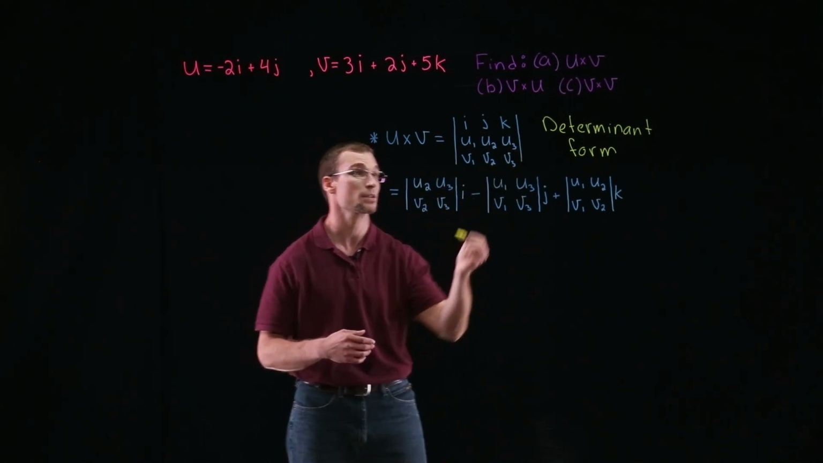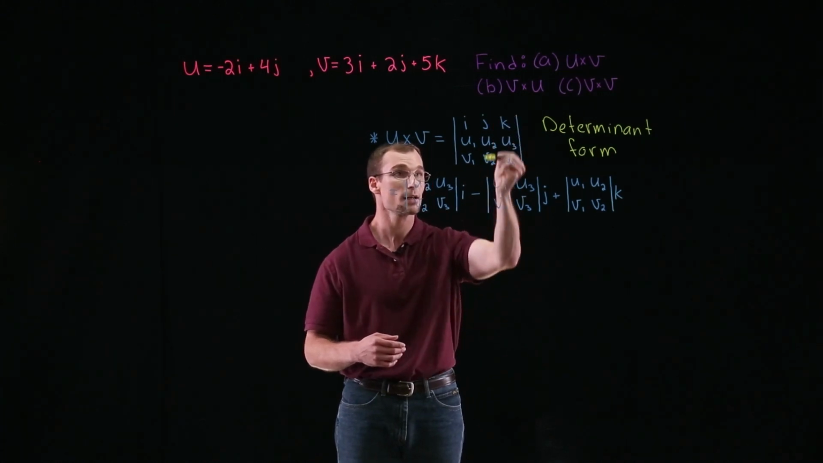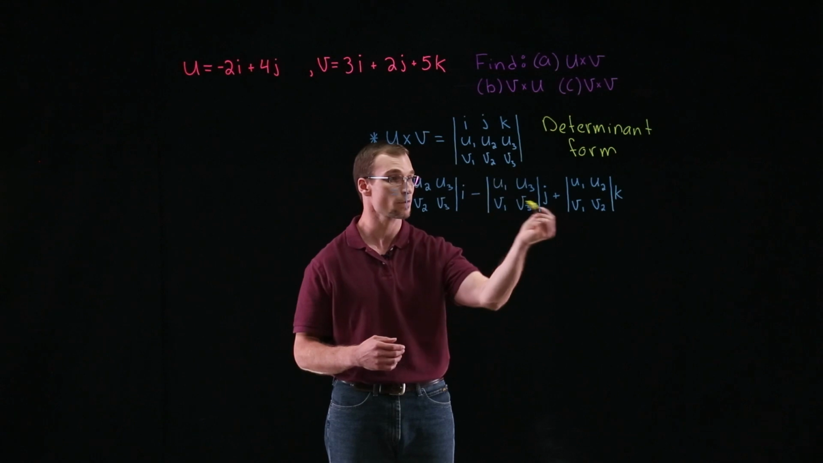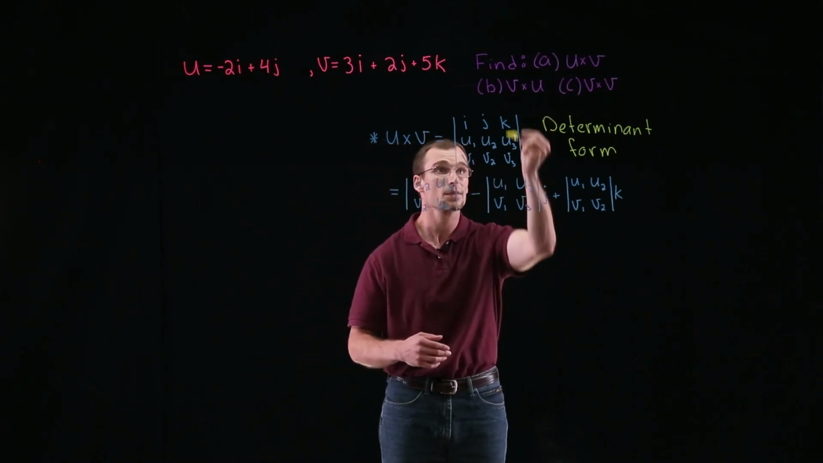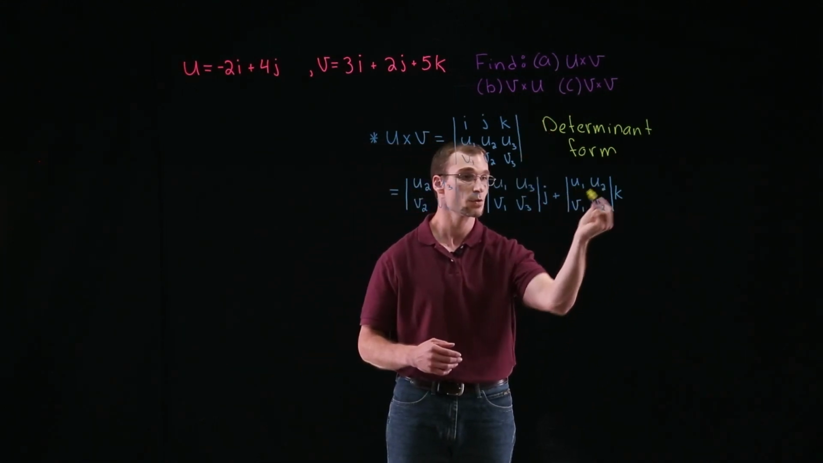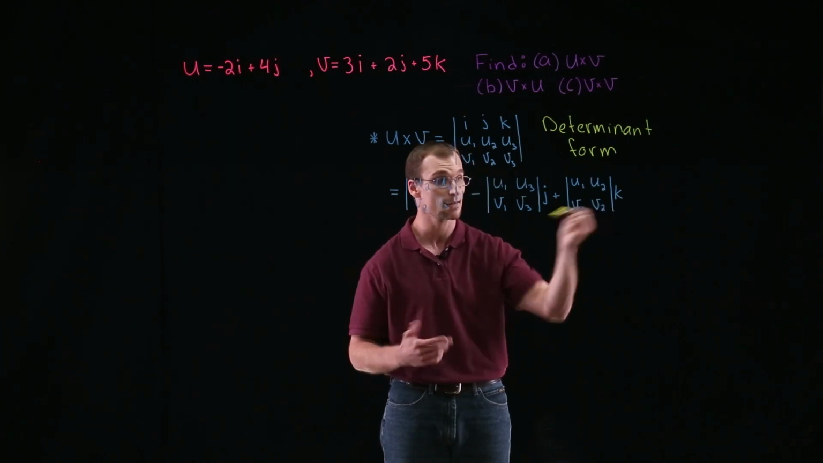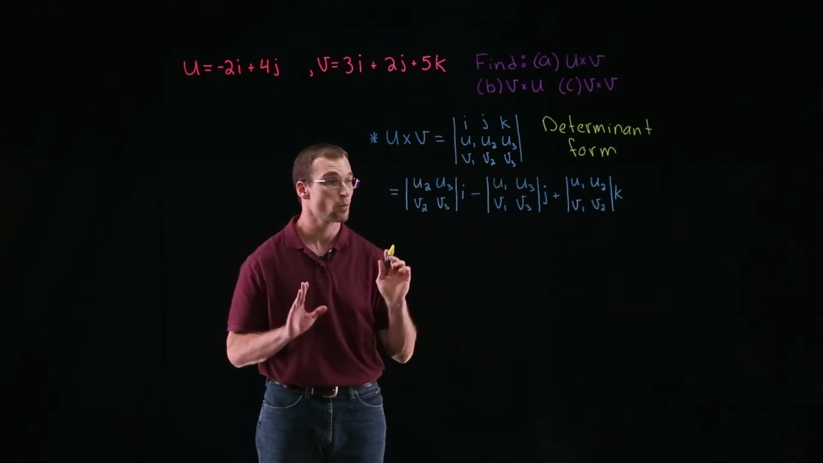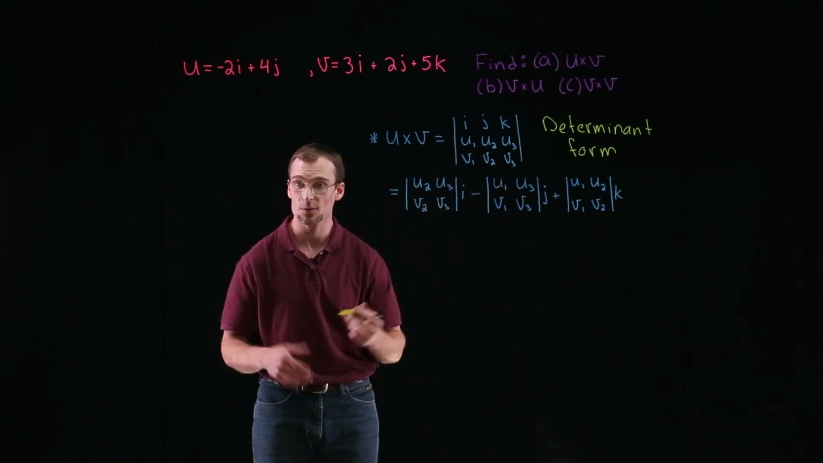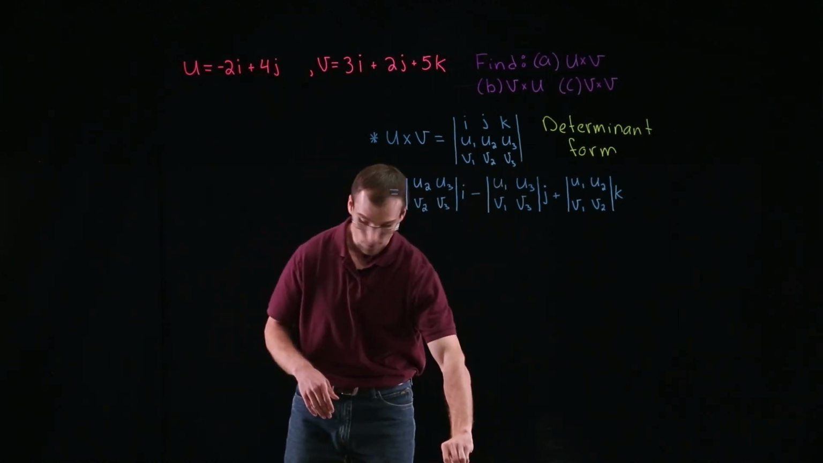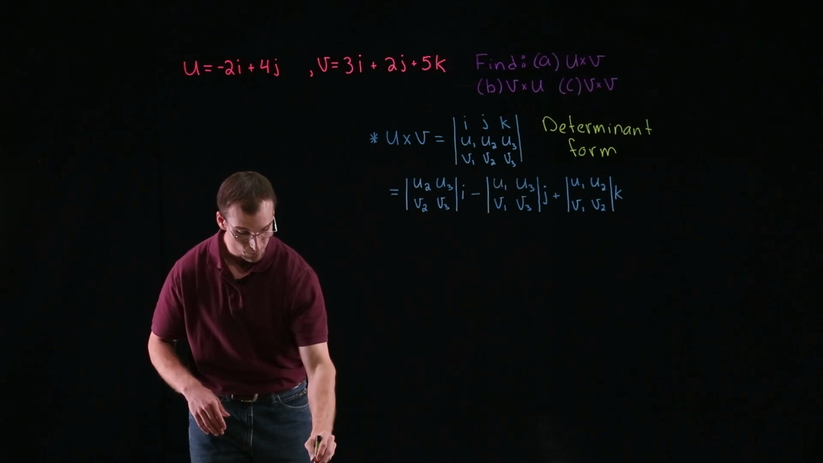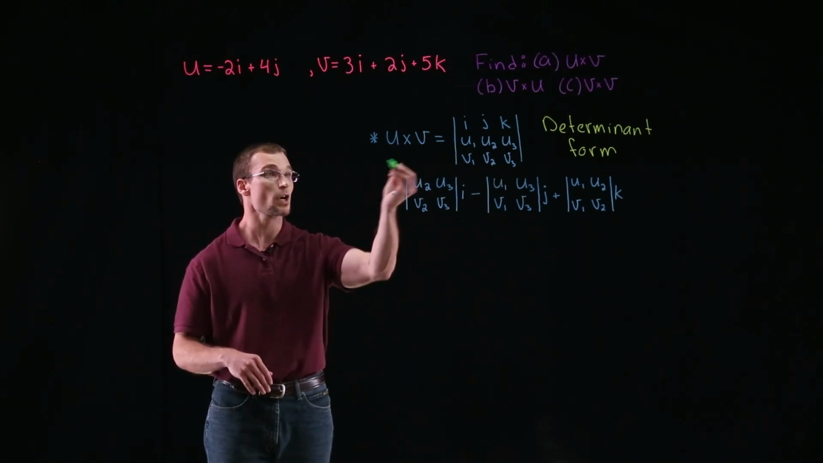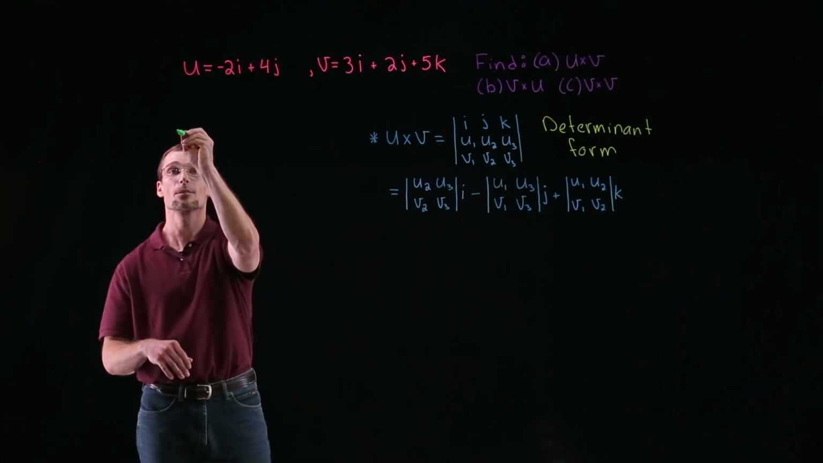We repeat that process, covering up the column of j, getting u1, u3, v1, v3, taking the determinant of that times j, and covering up the column of k, getting u1, u2, v1, v2, the determinant of that times k. It looks kind of daunting to start with, but once you do this enough, the process becomes pretty simple. So let's go ahead and get started. We're going to find u cross v for part A.